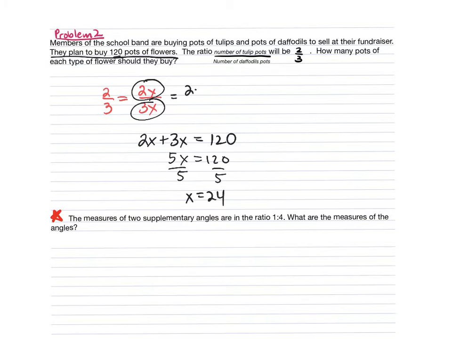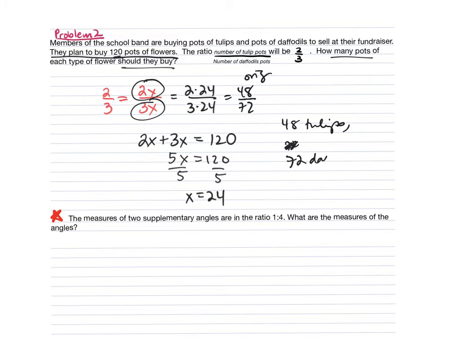And so that means this is 2 times 24 over 3 times 24, where the 24s had canceled to get to the 2 over 3. So see, we're just doing this problem backwards from the last one. So then we just need to do 24 times 2, and this was 48. And then 3 times 24 is 72. So this was the original number. And so how many pots of each type of flower should they buy? 48 tulips and 72 daffodils or pots. Okay, so see how that works? You've got to use that x.